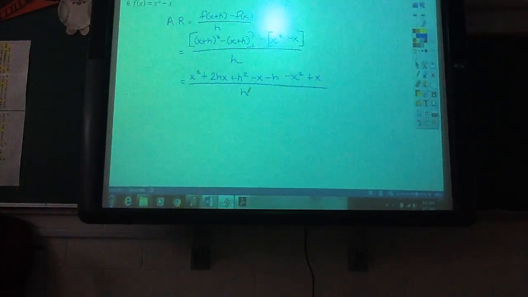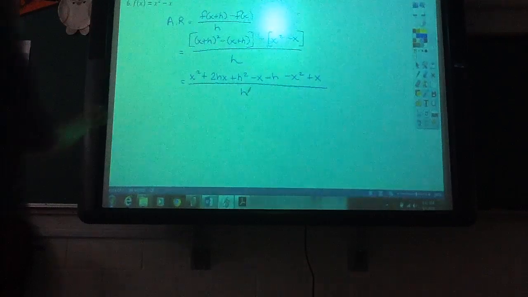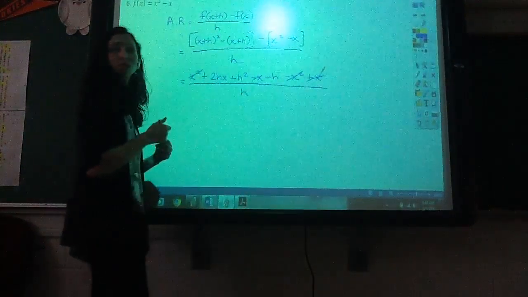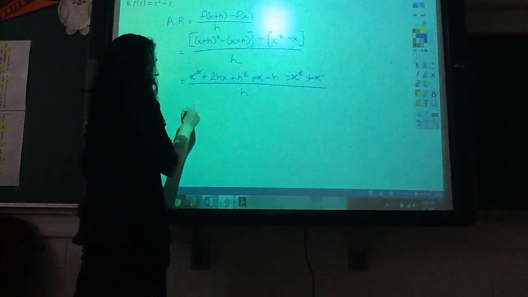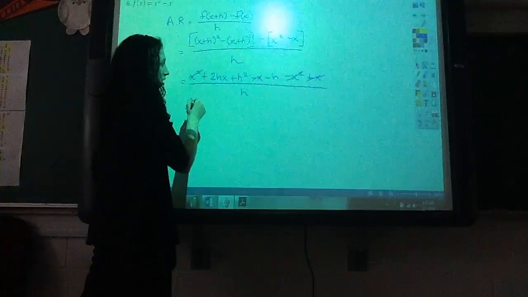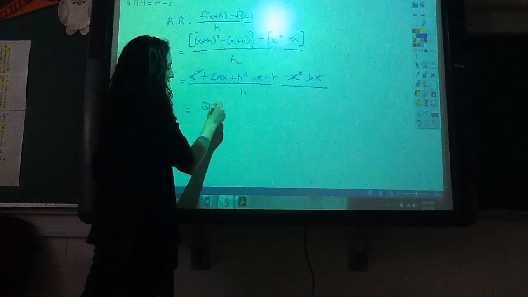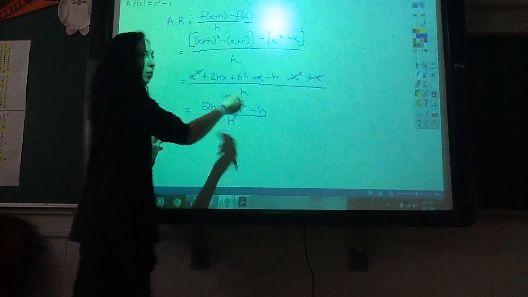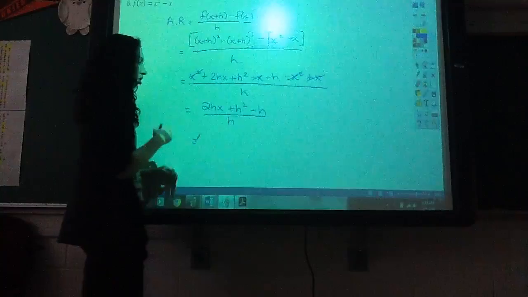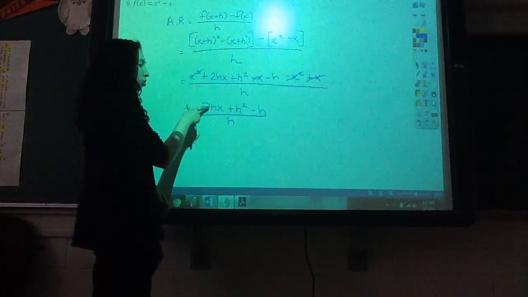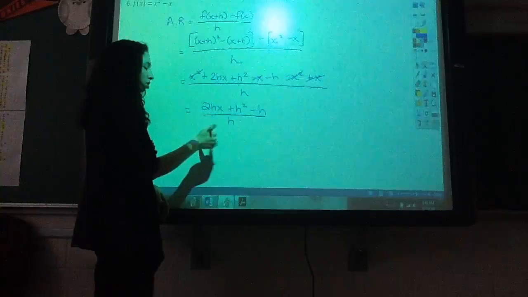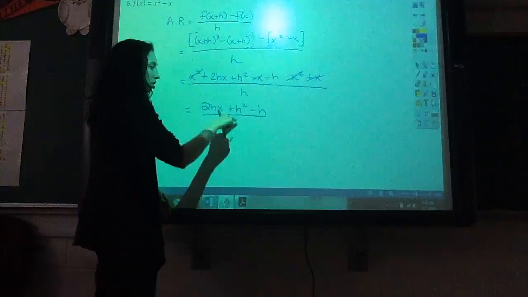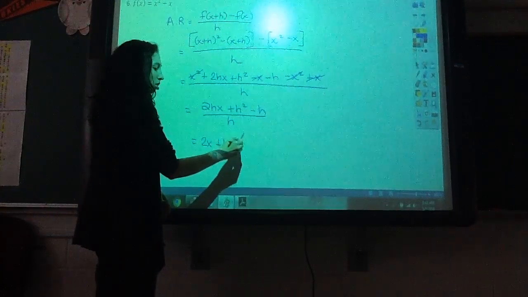Alright, what starts to cancel? The x squareds are gone, the x's are gone. Anything else? No. So what I have left, and I'm not even going to bother changing the order, is 2hx plus h squared minus h all over h. What do you know about every single one of those terms? They are all divisible by h. So 2hx divided by h is 2x. H squared divided by h is plus h, and then negative h divided by h is negative 1.